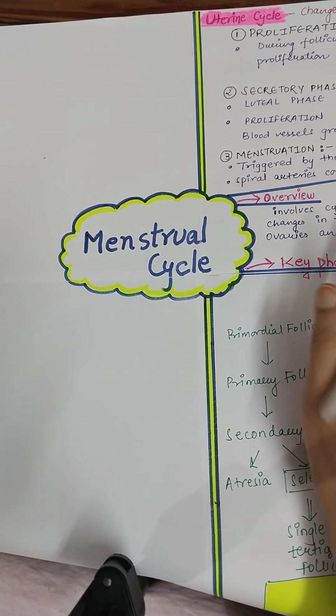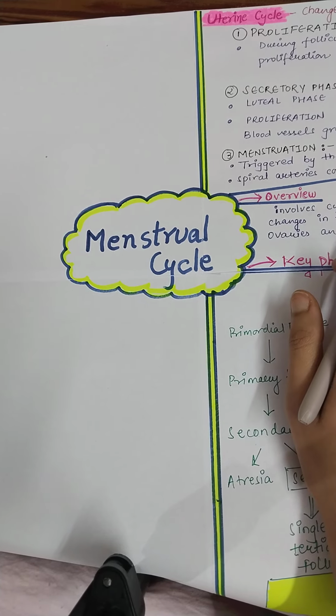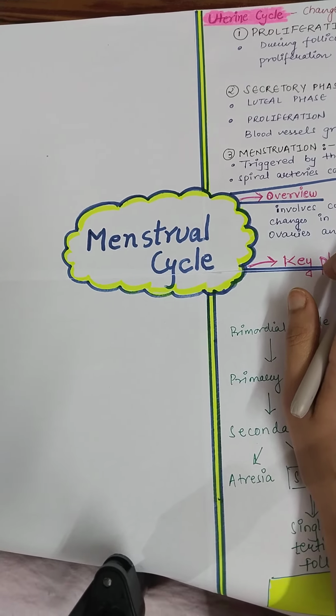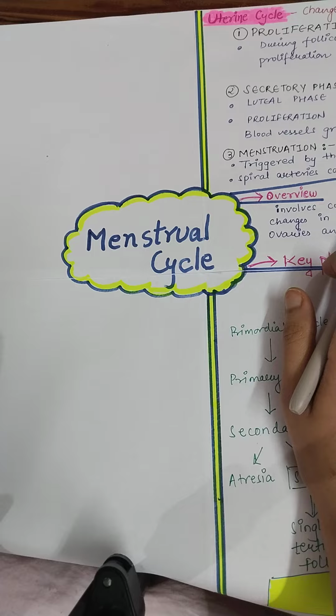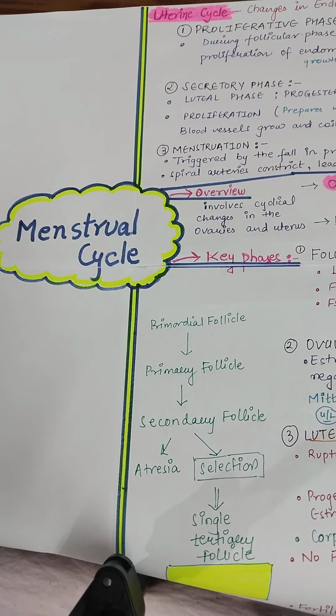Here we'll discuss some menstrual cycle facts. And in the second video, I'll take menstrual cycle and its related disorders like amenorrhea, PCOS, or its normal physiology, which is menopause. So we'll discuss that in the second part. In this part, I'll take the menstrual cycle overview.